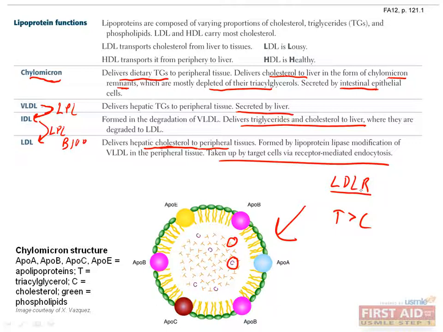In large arteries, LDL can get oxidized and trapped in the vessel intima. Oxidation of LDL causes macrophages to recognize it as a pathogen, so they endocytose it and become foam cells, which is the beginning of atherosclerosis.